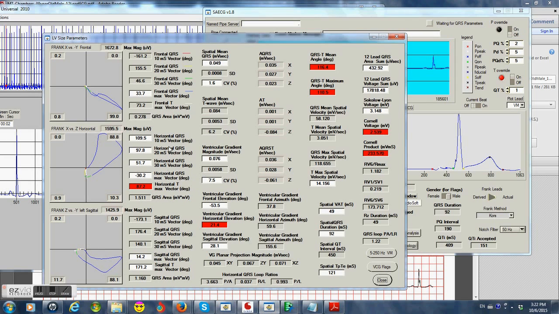The sagittal plane looks sort of non-specifically abnormal to me. Also a big spread between the QRS and T loop locations. So there's the ventricular gradient. Horizontal elevation is also flagging, so some directional changes as well, or abnormalities in the 3D ECG.